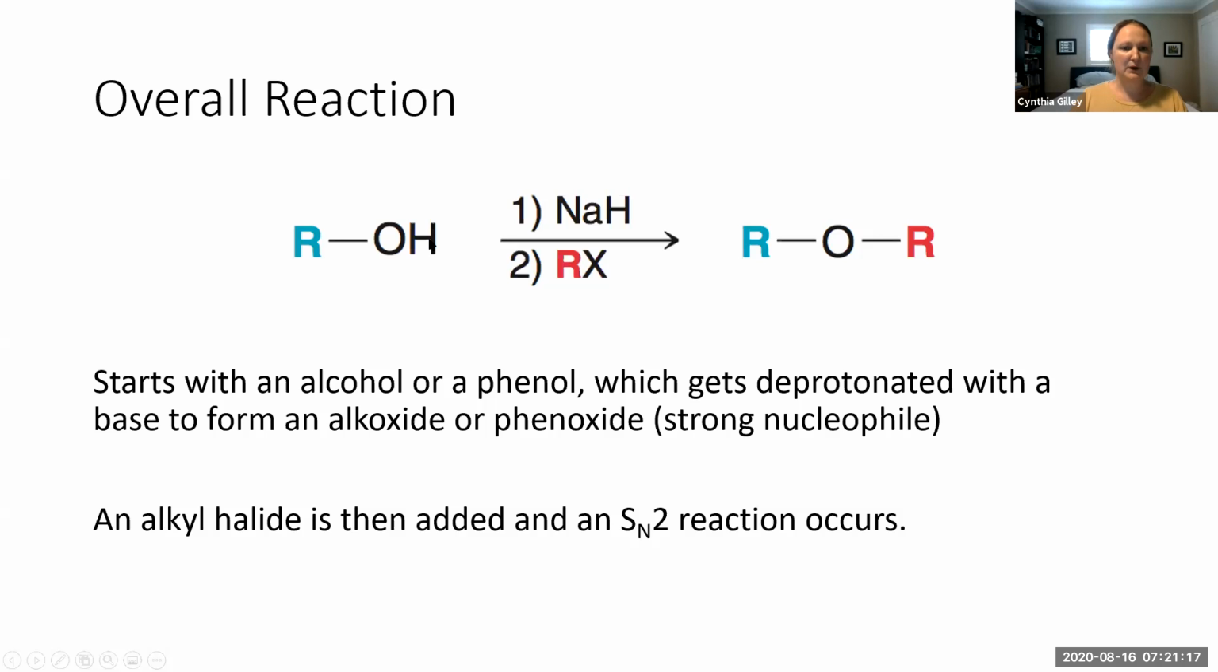Once the alcohol is deprotonated by the base, it forms what you might call an alkoxide if you use a regular aliphatic alcohol, or if you had started with a phenol or a phenol derivative, you would call it a phenoxide. Either way, it's a strong nucleophile possessing an oxygen with a negative charge, which is great for an SN2 reaction with an unhindered alkyl halide, which is drawn here as RX. The reaction goes through an SN2 mechanism between the alkoxide or the phenoxide and the alkyl halide.